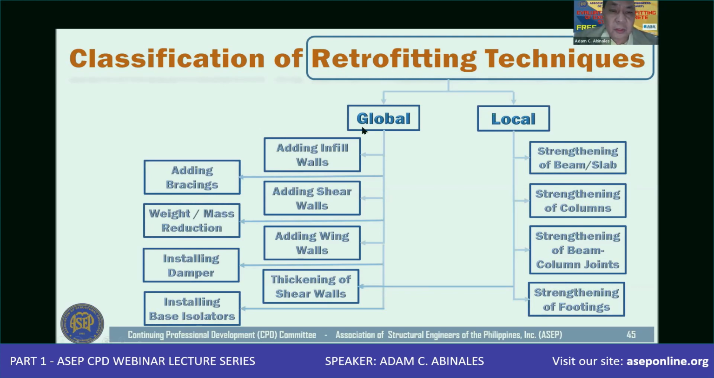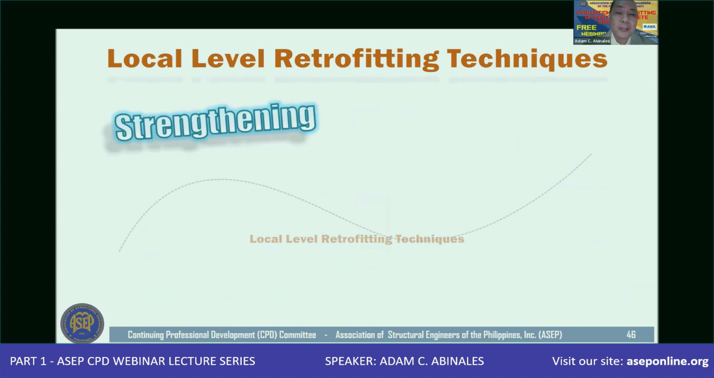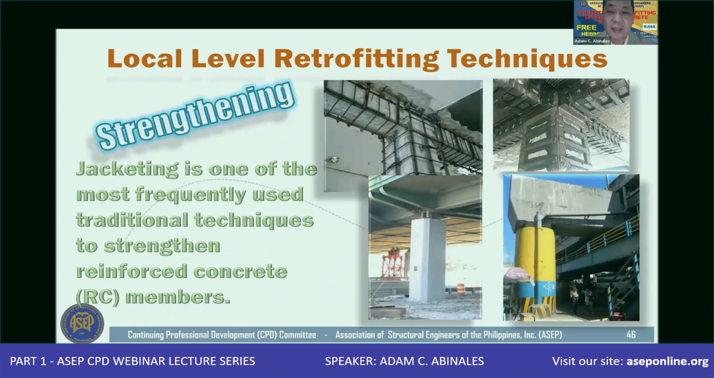Now, if you look at this chart here, weight or mass reduction has nothing to do with changing the stiffness of the structure. So basically, for all other strengthening techniques here, except for the weight mass reduction, the rest will definitely change the stiffness of the structure. So let me just focus on each of these techniques.